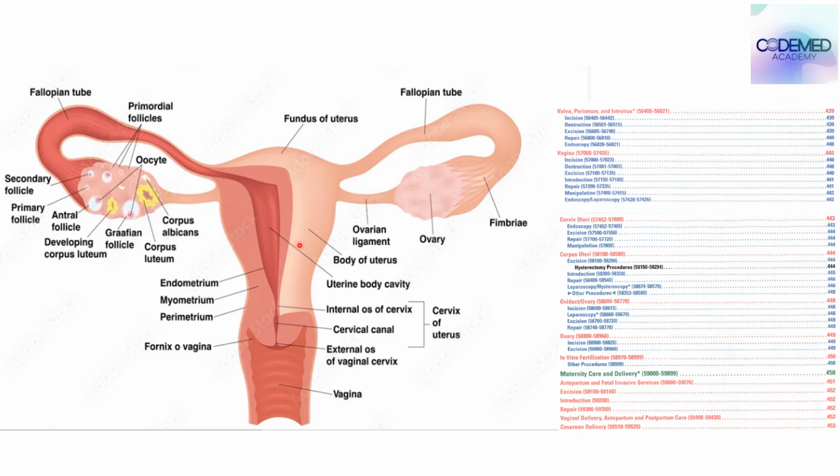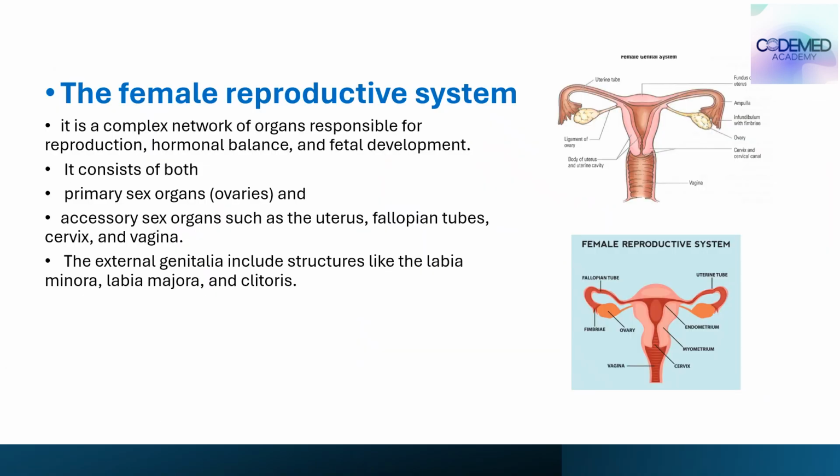And then the labeling is in most detail. There are many diagrams available, but I found this which includes most of the important parts of the female reproductive system. The female reproductive system is a complex network of organs which is responsible for reproduction, hormonal balance and fetal development. It consists of both primary sex organs like ovaries and accessory sex organs such as uterus, fallopian tube, cervix and vagina.